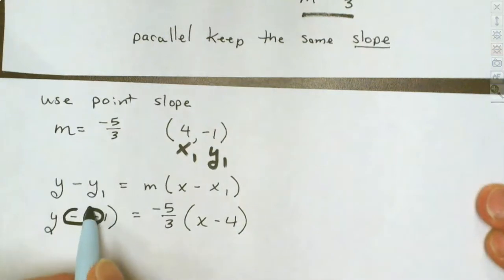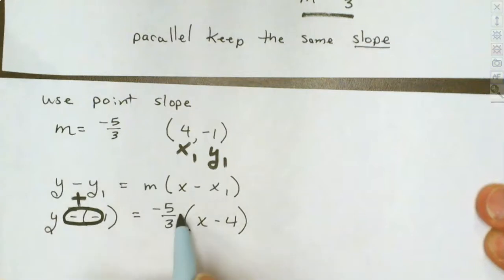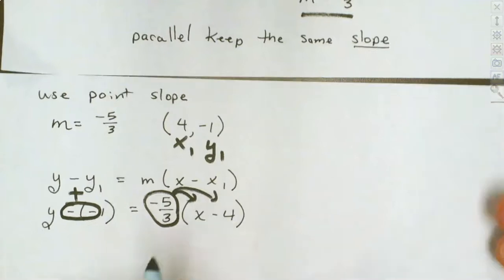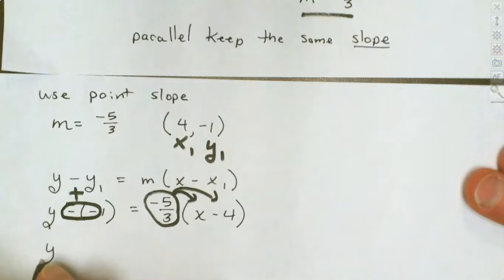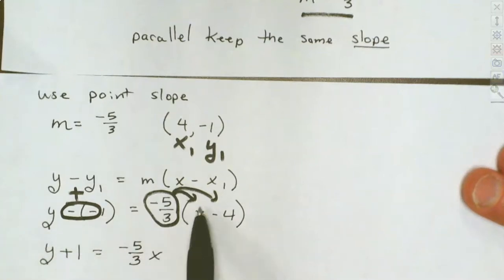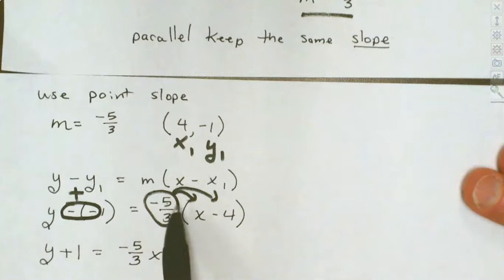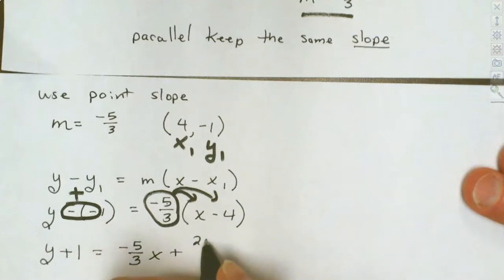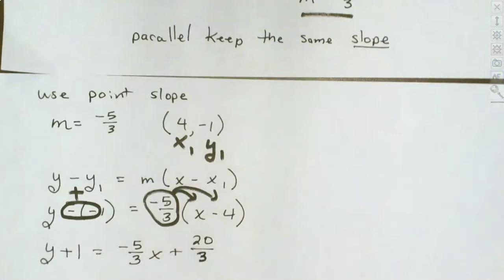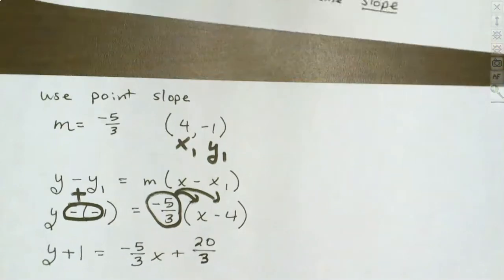This double negative makes that positive. And then we're going to distribute this minus 5/3 through. So that leaves me then with y plus 1 equals minus 5/3 x. Negative and negative makes it positive. 5 times 4 makes it 20 over 3. We're making progress here. Now, we want this in standard form.